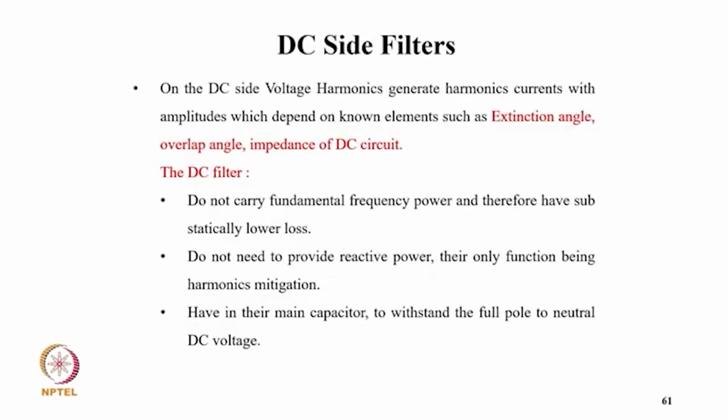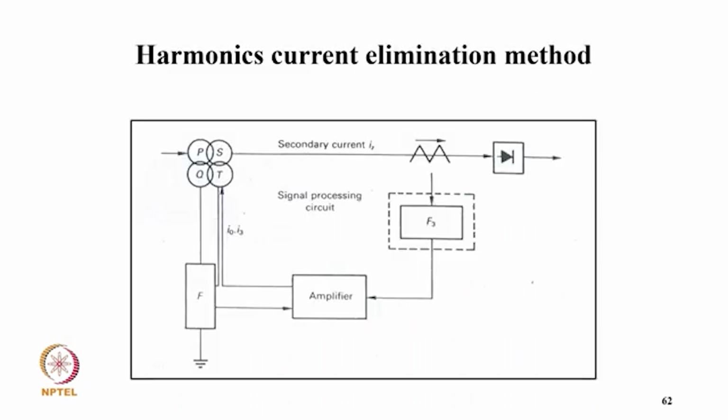Now coming to the DC side filter, on the DC side voltage harmonics generate harmonic currents with amplitude which depends on known elements such as extinction angle, overlap angle, and impedance of the DC circuit. The DC filters do not carry fundamental frequency power and therefore have statistically lower loss and do not need to provide reactive power. Their only function is harmonic mitigation, and their main capacitor has to withstand the full pole to neutral DC voltage. So this is typically a harmonic current elimination method.